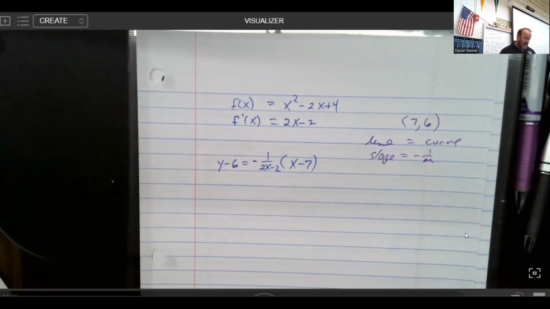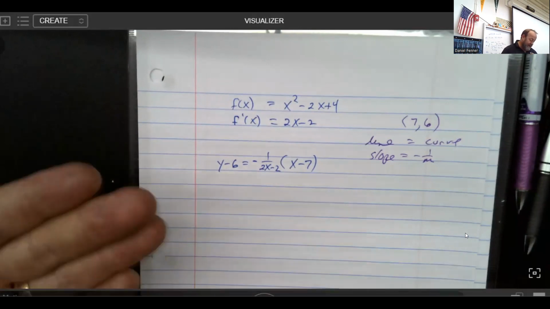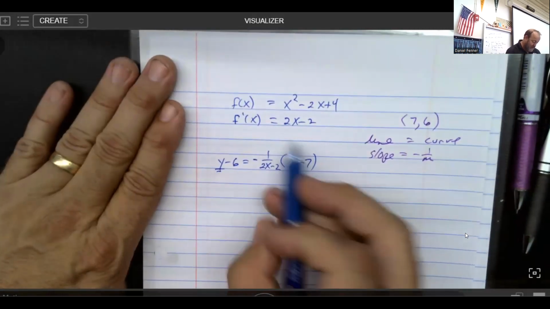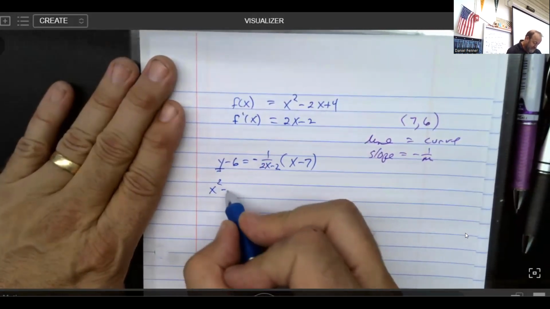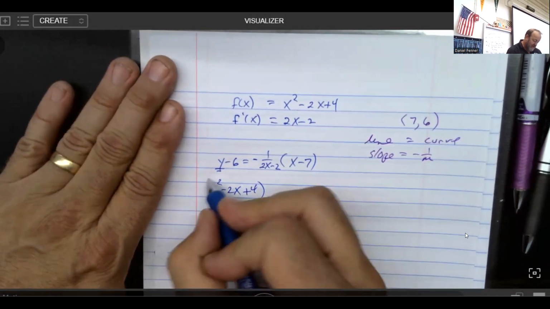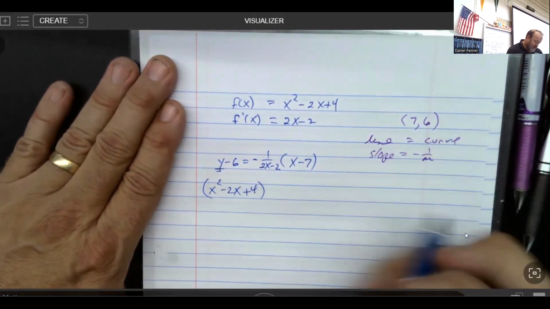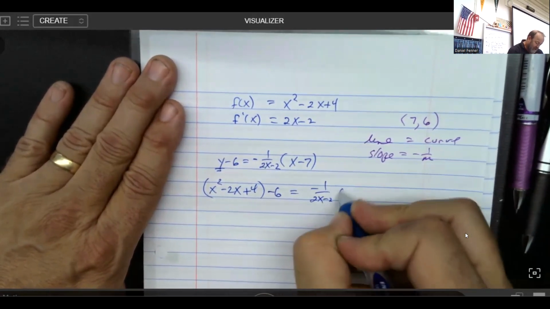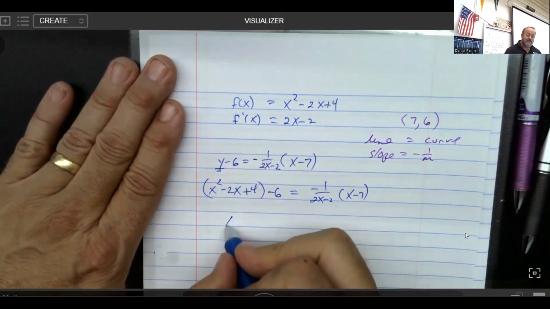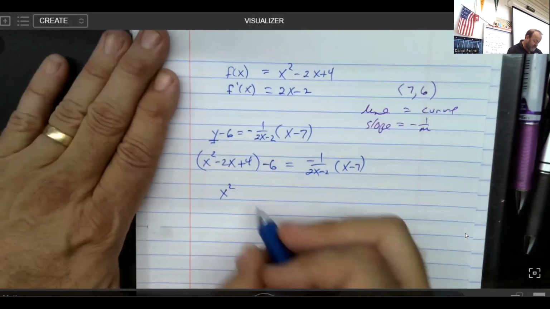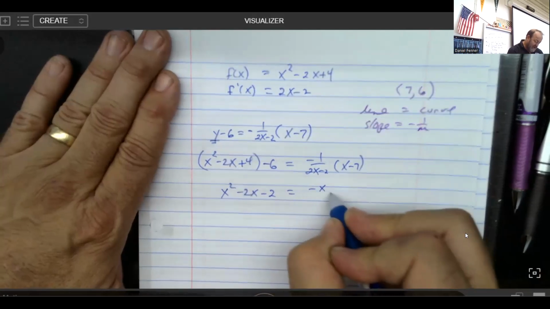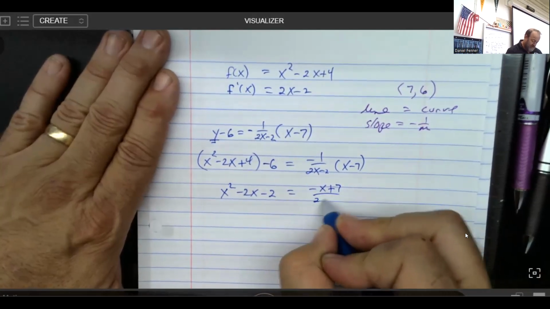That's kind of crazy. But I know that the y in one equation and the y in the other have to match. So I guess one thing I could do is I could replace this y right here with the original y. That's the original y that I said they have to match. And I have this right here. And so I guess a very simple thing to do would be to combine some like terms. And that actually gave me negative x plus 7 over 2x minus 2.